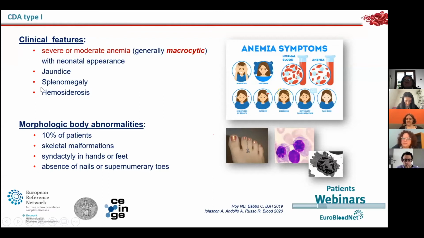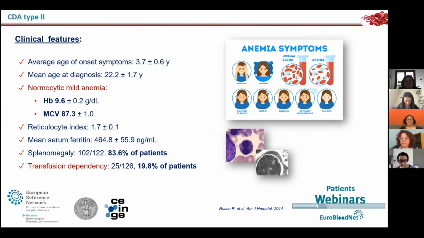But also in this case, we may observe jaundice, splenomegaly, and hemosiderosis. And an important aspect related to CDA I patients is the presence of morphological body abnormalities in approximately 10% of patients. These abnormalities may range from skeletal malformations to syndactyly of hands or feet, absence of nails, or supernumerary toes. Regarding CDA type 2, that is the most common form.